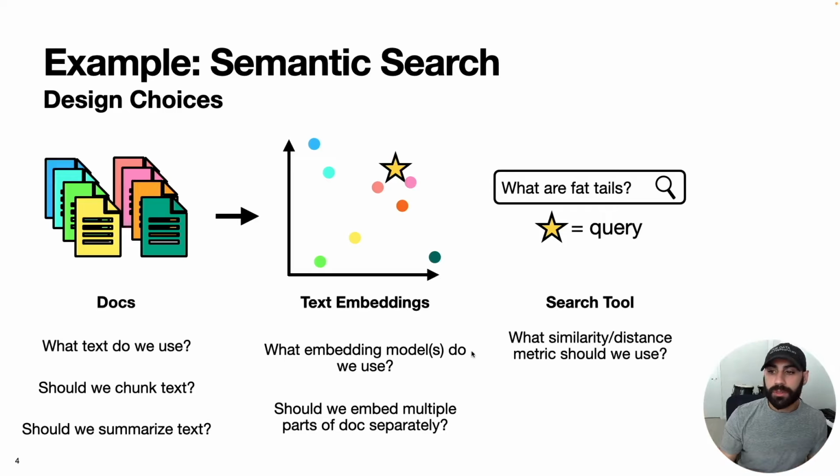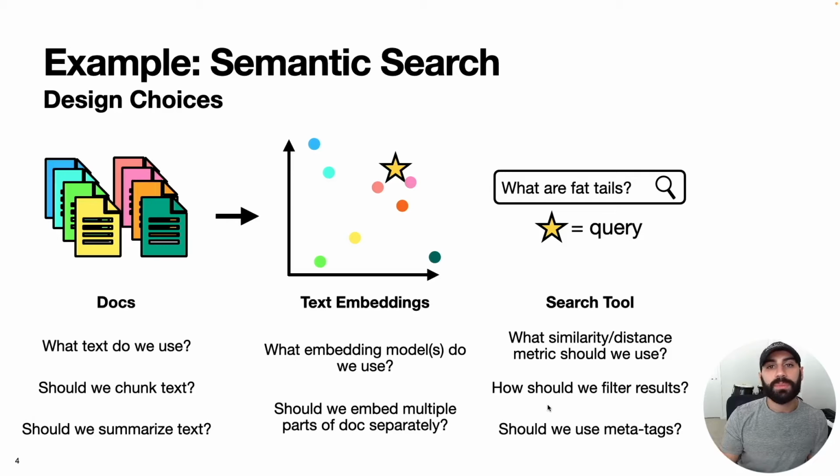And then talking about the search tool, how do you want to measure the distance between a query and all the different documents? How should we filter results? If you have millions of documents, it might be a good idea to narrow down the candidates before applying the semantic search because it's a bit more computationally expensive. And then should we use meta tags? You want to add tags to documents to help with this filtering process. So all that to say, there are countless design choices that come up when developing any machine learning solution. And even everything I discussed here is far from an exhaustive list.